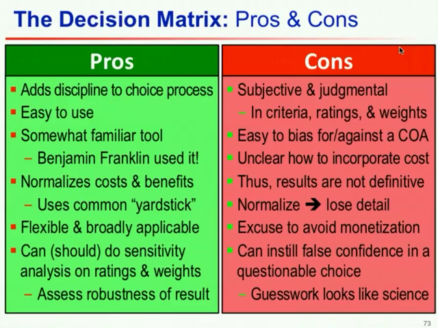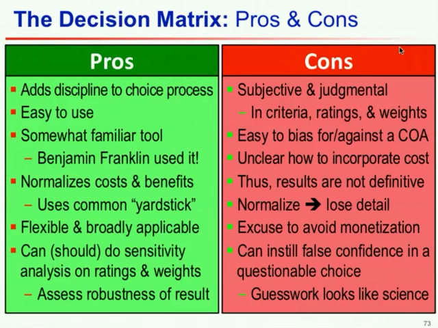It normalizes the costs and benefits, so it makes everything on a common yardstick, right? It's flexible and broadly applicable. It can be applied when you have a lot of non-monetary, non-monetizable criteria. A caveat, of course: you can or should do sensitivity analysis on the ratings and weights, right? Because that's the way to assess the robustness of the result. If you're using a decision matrix, you better have a sensitivity analysis that says, what if we weighted things differently? What if we rated things differently?